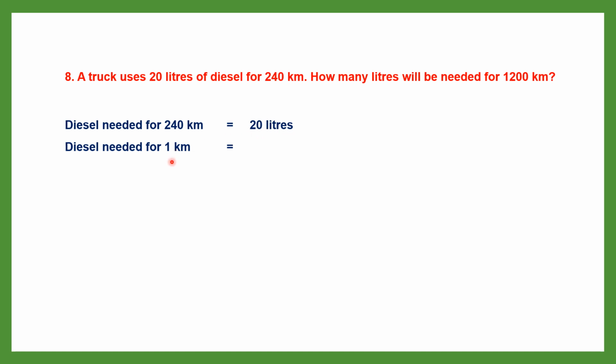So 1 kilometer is going to be less than that. That means we are going to divide 20 by 240. We'll write it in the form of a fraction. So 20 by 240. We can cancel the zeros. So we have 2 by 24. Even that can be reduced. 1 twos are 2, 2 twelves are 24. So here 1 by 12 liters. Okay. 1 by 12 liters of petrol for 1 kilometer.